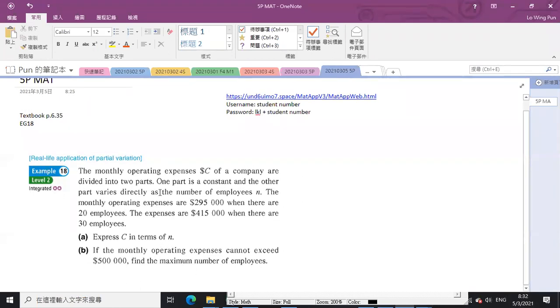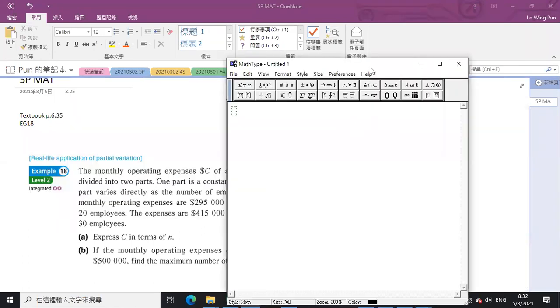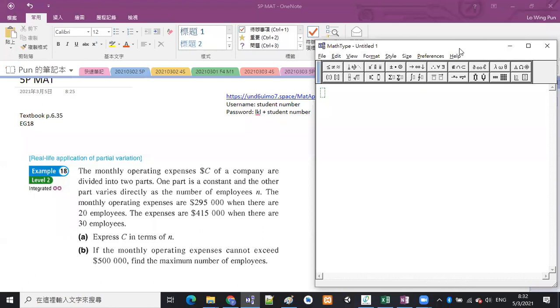So the monthly operating expenses $C of a company are divided into 2 parts. Keyword: part. One part is a constant, and the other part varies directly as the number of employees n. Okay, so there are 2 parts. And first, we will let the subject be C, right? So let C be the sum of 2 parts.